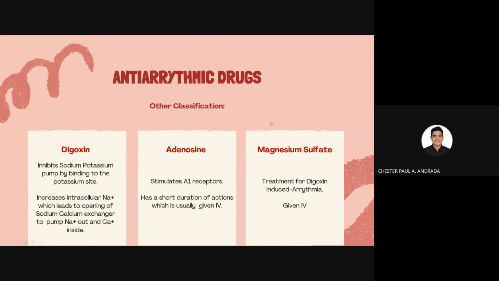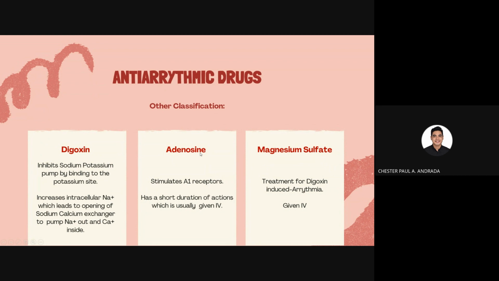Then other classifications, aside from the Vaughan Williams, is this three that is commonly used as antiarrhythmic drugs. So first we have the digoxin, which inhibits the sodium potassium pump by binding to the potassium site. So makikita nyo po yun mamaya sa video na ibablock niya po yung entry ng potassium site, which increases the sodium ion sa intracellular cell ng cardiac muscles. So, which triggers the opening of the sodium-calcium exchange to pump the sodium out and the calcium in. So, this medication also increases the contractility rate of the heart, not only corrects the rhythm as well.